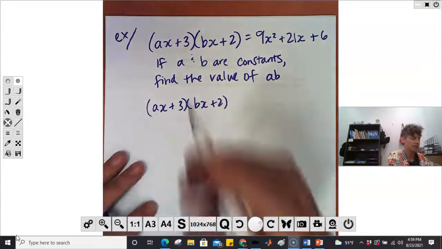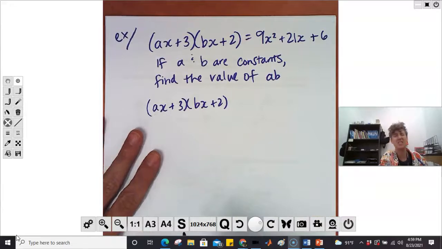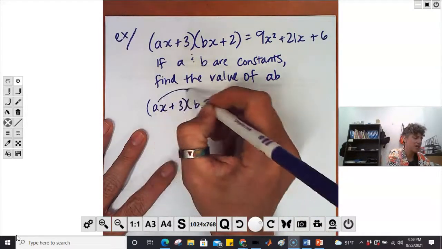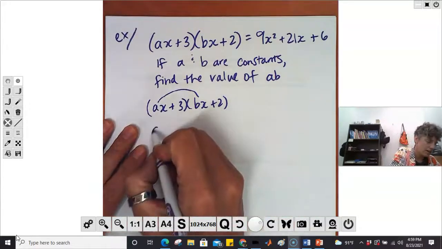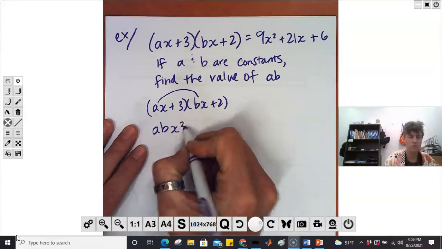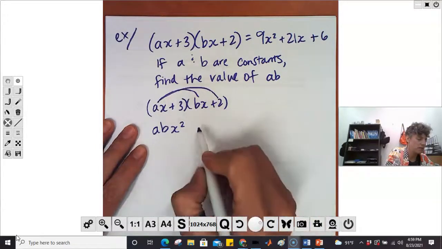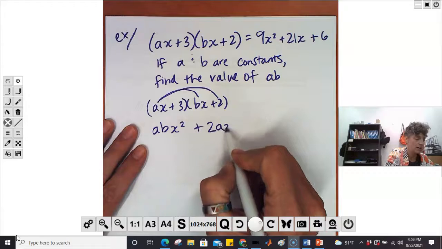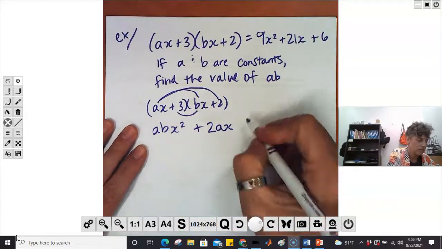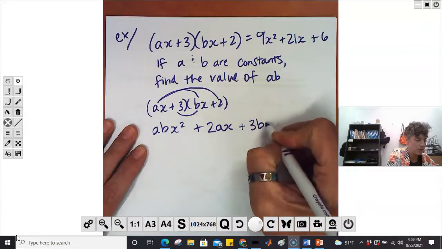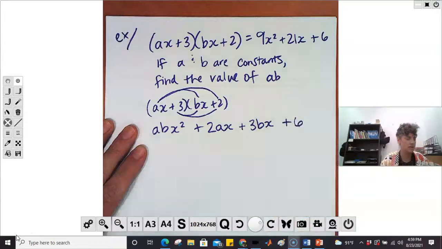Let's do some rainbowing. And for the sake of time, I'm just going to use one color. I hope it's okay. ax times bx. What is that? That is abx squared. ax times 2. That is 2ax. All right. 3 times bx is 3bx. And 3 times 2 is 6.